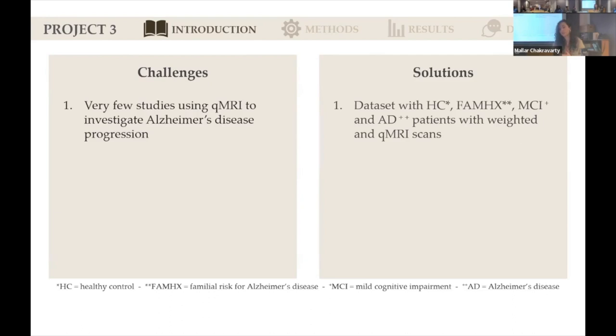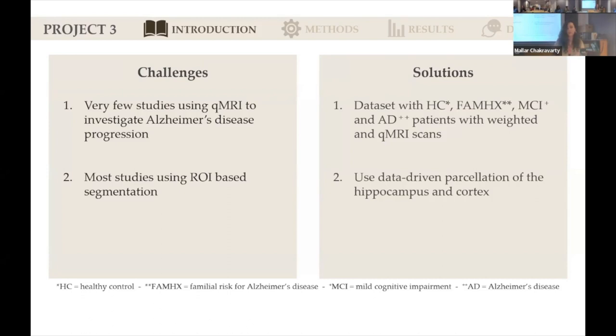The second challenge that we wanted to address was that most studies are using region of interest based segmentation, using a priori definition with some atlases or parcellation that might or might not be super relevant to your specific question of interest.